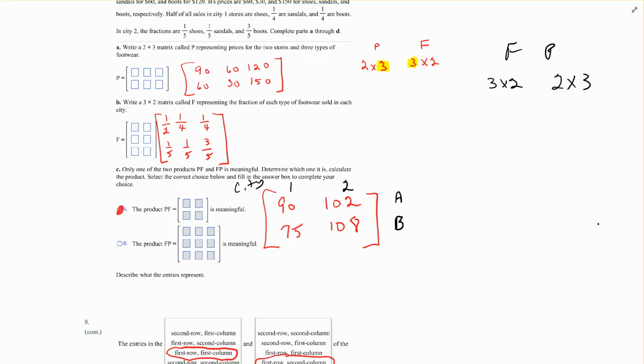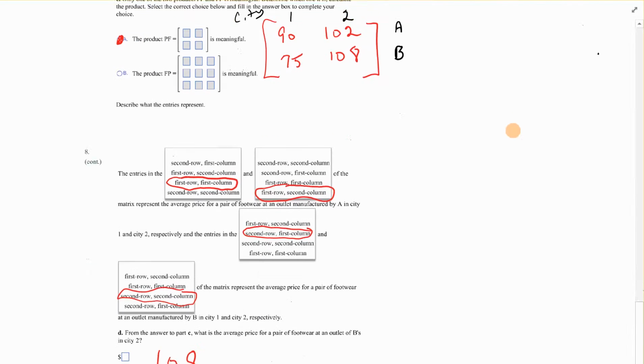sense. So if we multiplied P by F, and if we did it, we would get this matrix. Let's see if this makes sense to us. If the cities were across this way, the columns, and the rows were the different manufacturers, the A's and the B's. So would this make sense that A has average price of $90 in city 1, $102 in city 2. B has 75 in city 1 and 108 in city 2. That makes sense.